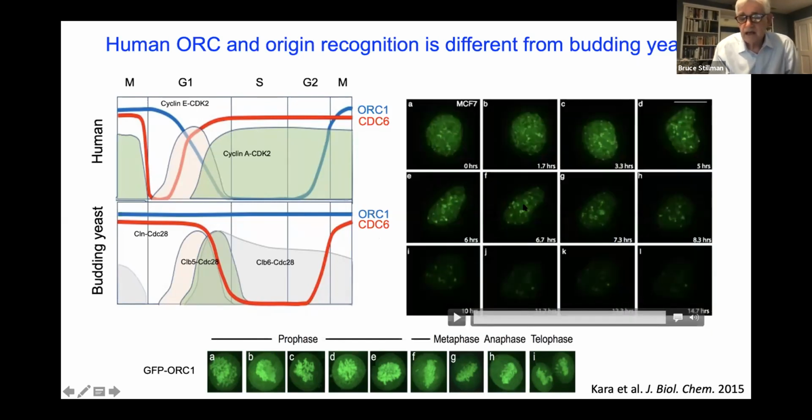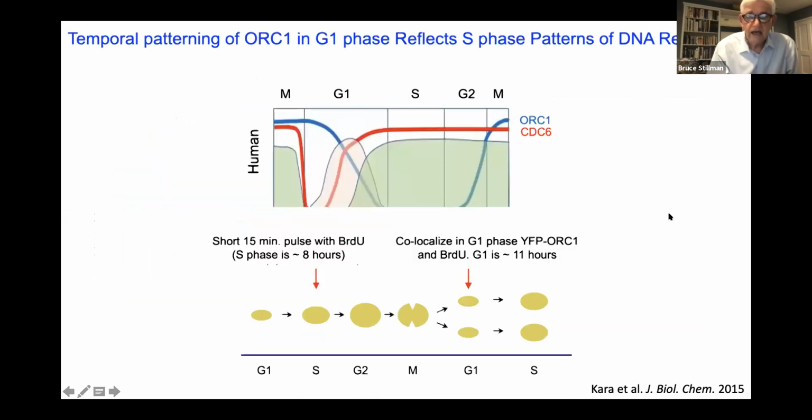This is the pattern. And when I saw this pattern from my former graduate student, Nihan Kara, I pointed out to her that this exactly reminded me of the pattern of temporal regulation of DNA replication. That is, these patterns here look like late replicating patterns. And in fact, we proved that in this paper.